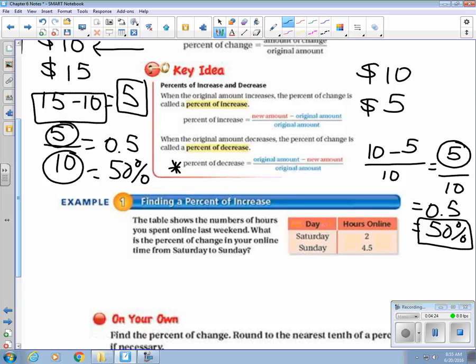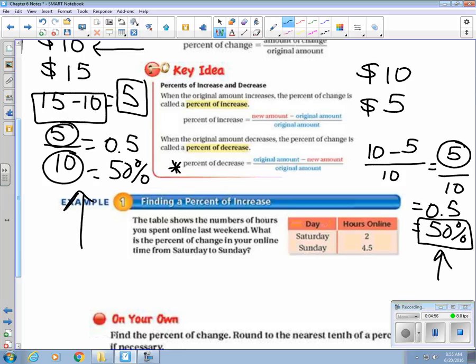So again, the percent decrease is 50%. The difference between the percent increase and percent decrease is just that one is going up and one is going down. So it went down by 50% this time. In our first example over here, it increased by 50%. I went from $10 to $15. So it went up by 50%. That was a percent increase. In the second example, it went down by $5, so it was a 50% decrease. All right, so a percent change.